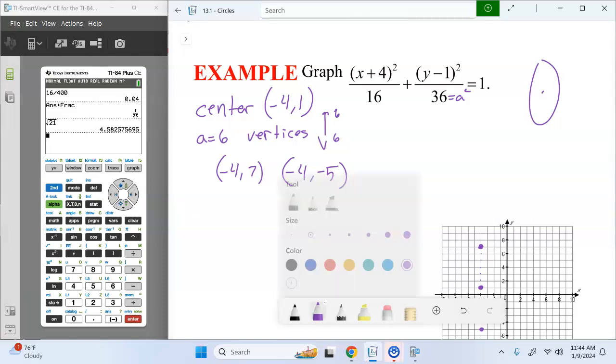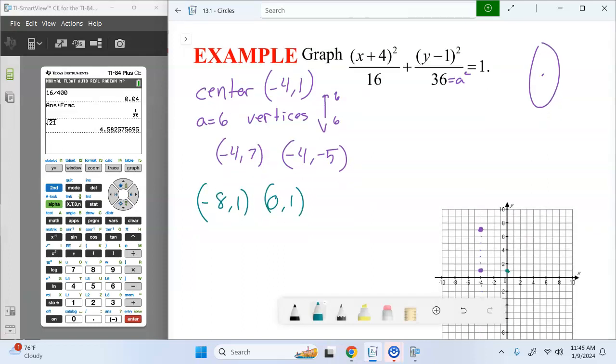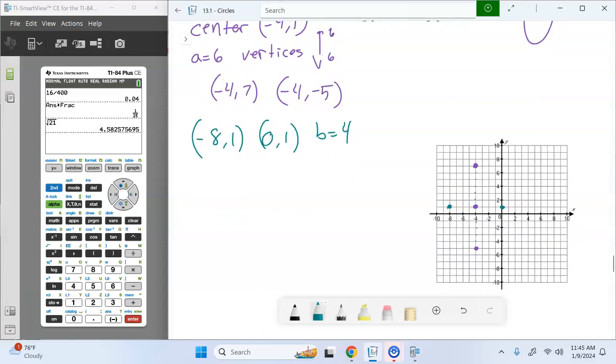Where will our co-vertices be? 4 to the right, 4 to the left. So 4 to the left is negative 8, 1. 4 to the right is 0, 1. Okay, so that's all we need in order to draw the ellipse. And if we wanted to find the foci, we would use our Pythagorean relation, but we don't need to graph it, so we're not going to.